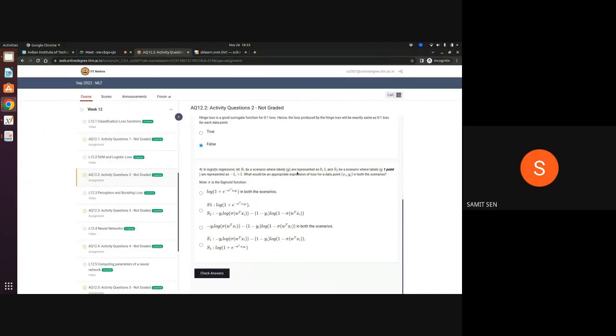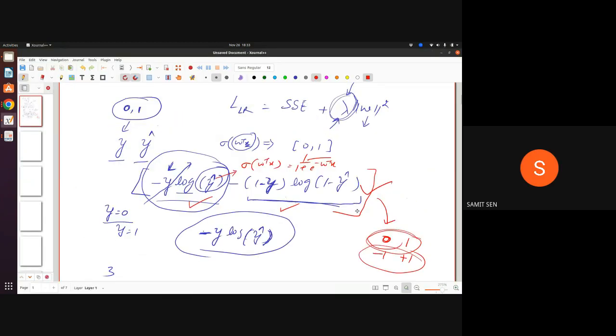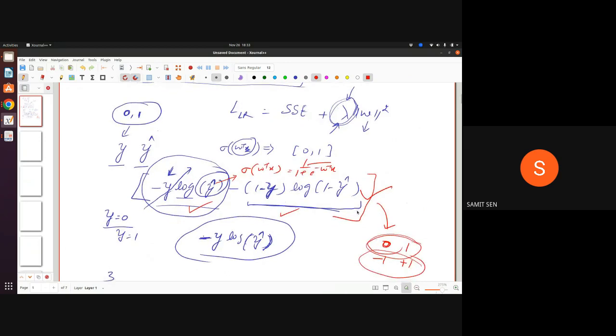If you can go back to the equation, is there any assumption in this equation? Can y hat be 0 or 1? Can it happen? What is y hat? Y hat is the sigmoid of w transpose x.